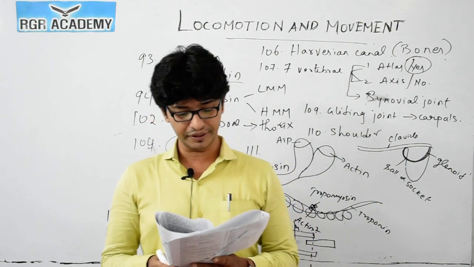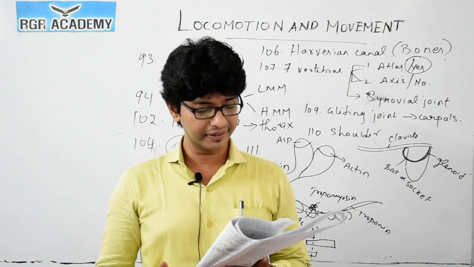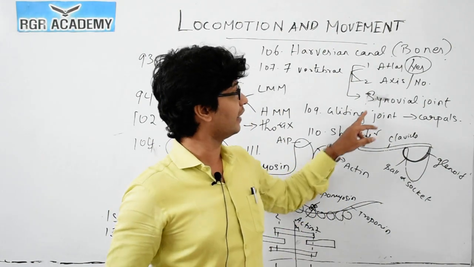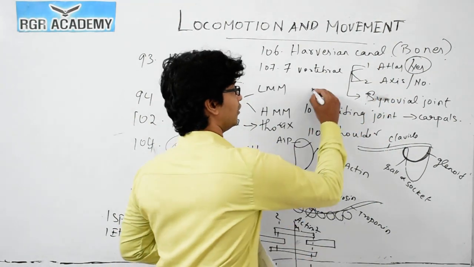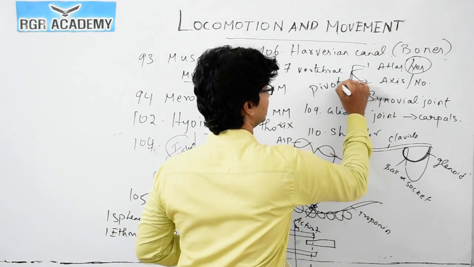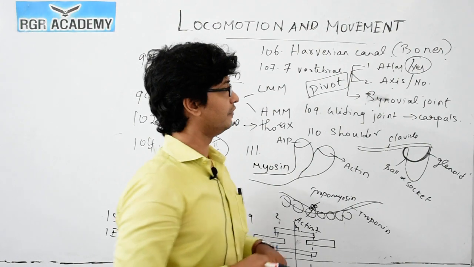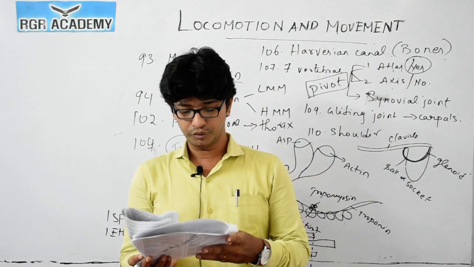Question number 135, which one of the following pairs of structures is correctly matched with the description? Here you could see joint between the atlas and axis. I told you, atlas and axis, these two are the synovial joints which come in the category of the pivot joint. So, always remember atlas and axis, the first and second vertebrae, is of the pivot joint which comes under the synovial joint. For this particular question, option 2 is the correct answer.